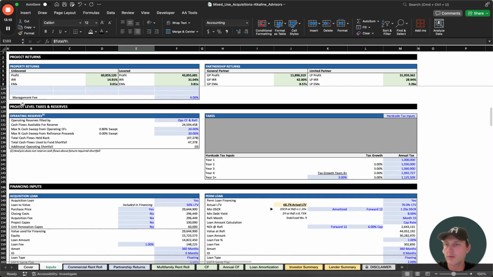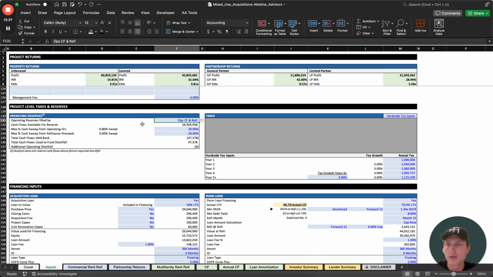Next, we'll go to the project level taxes and reserve section. So here we'll start with the operating reserves. What we're doing on a project level is if there's operational shortfall, let's say we have vacant tenants on the commercial side, and let's say we're renovating and doing unit turns on the multifamily side, well, we might have some operational shortfall that's not capitalized. So what we can do is a few things.